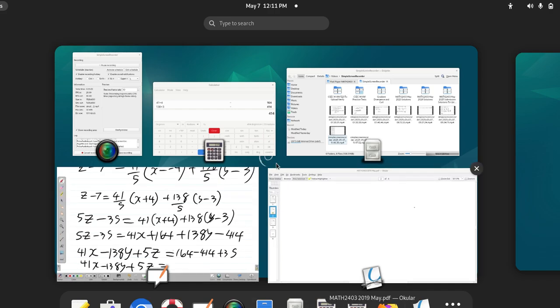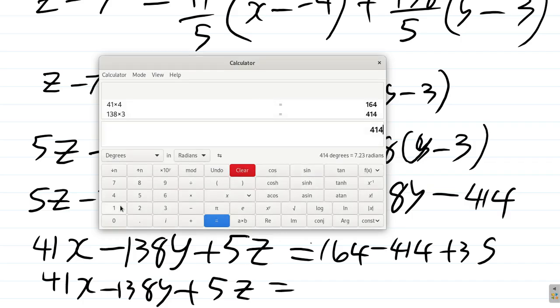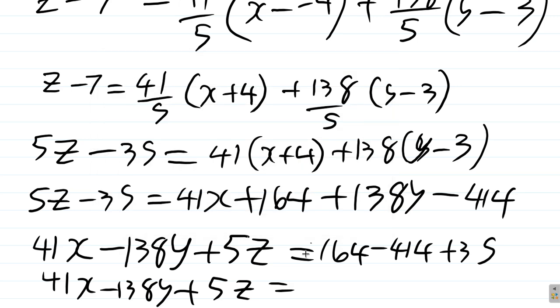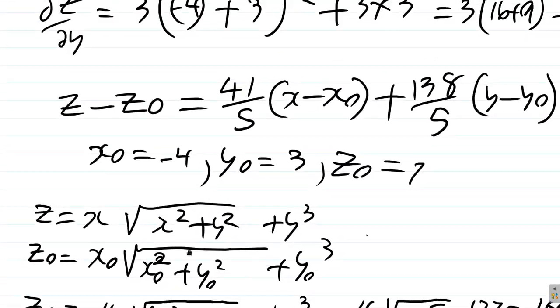We would have 164 minus 414 plus 35, which equals negative 215. So we have negative 215 right here. Alright, so we just do a quick little review.